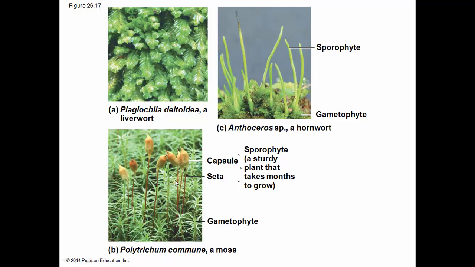Mosses. We're going to hopefully look at some mosses in class. Here's the gametophyte of the moss, and here's the sporophyte, this whole structure here. And then there's the capsule and the setae. The setae is the stalk on which the capsule sits. And then here is the hornwort with the gametophyte and the sporophyte.